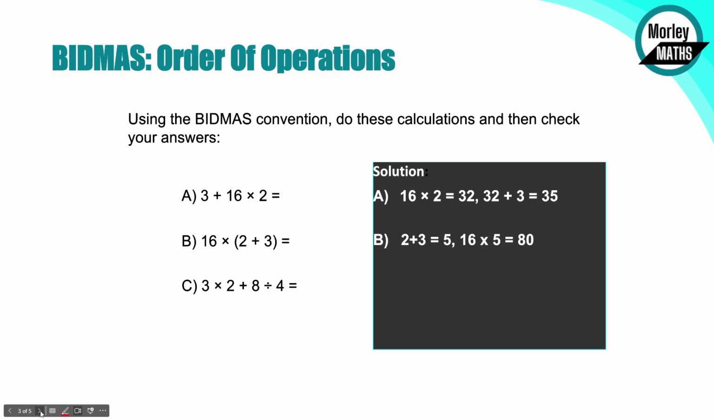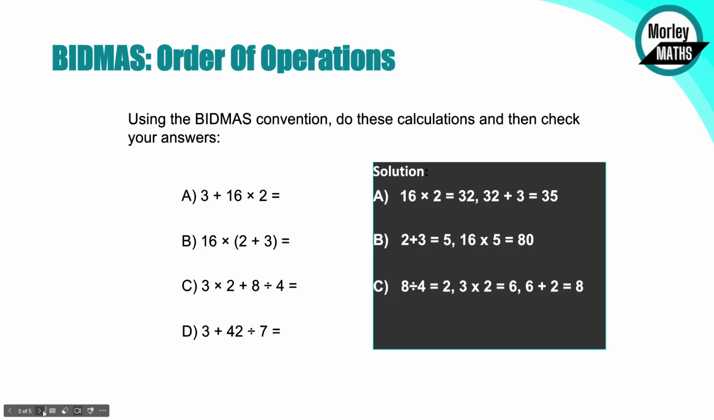Okay, so we've got 3 times 2 plus 8 divided by 4. So we're going to be following BIDMAS. Now remember I said that you can do your multiplications and divisions in whichever order they appear in your calculation. So we can do 3 times 2 is 6. 8 divided by 4 is 2. Add those together, and you've got an answer of 8. So well done if you got that one right.